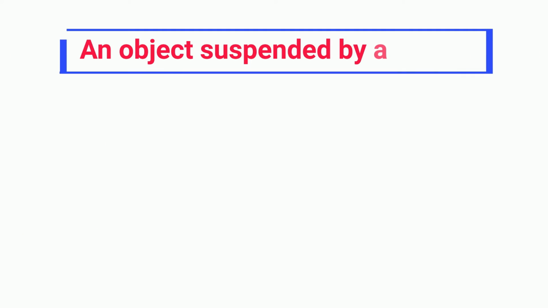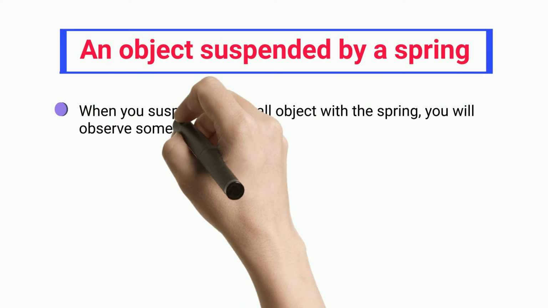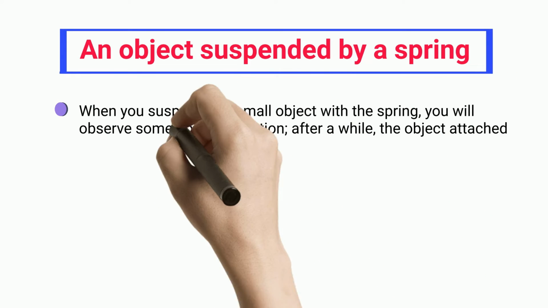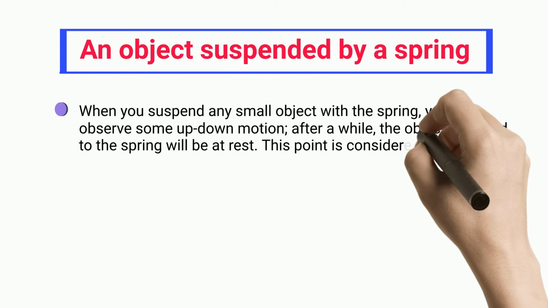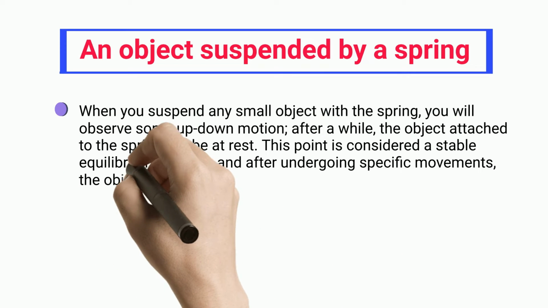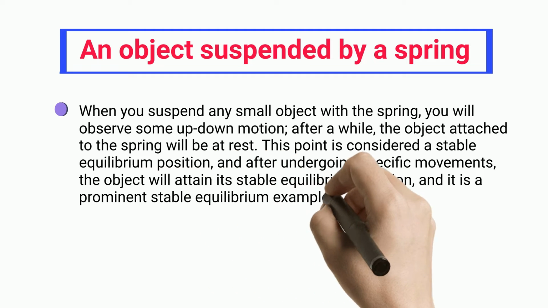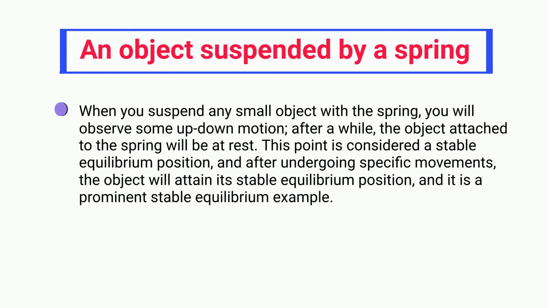An object suspended by a spring. When you suspend any small object with a spring, you will observe some up-down motion. After a while, the object attached to the spring will be at rest. This point is considered a stable equilibrium position, and after undergoing specific movements, the object will attain its stable equilibrium position, and it is a prominent stable equilibrium example.